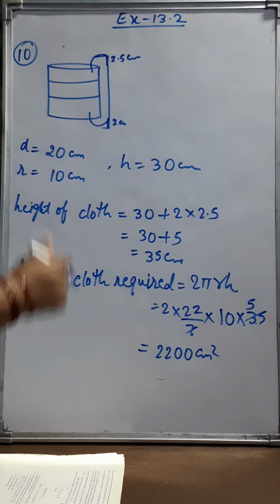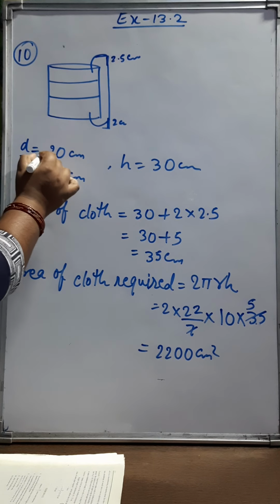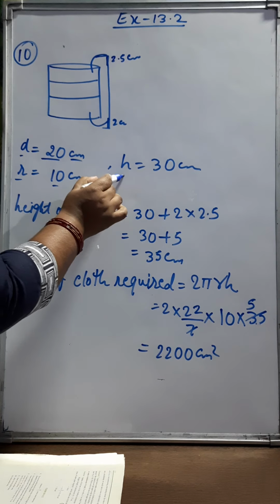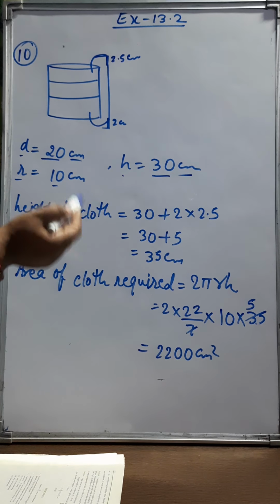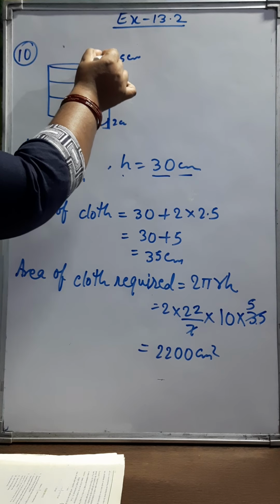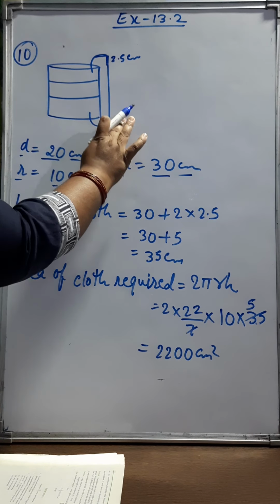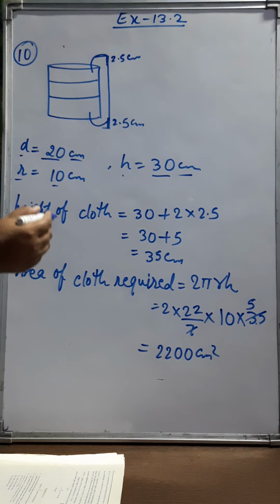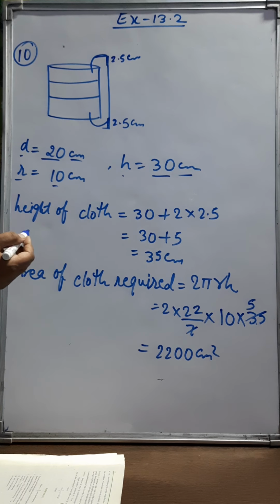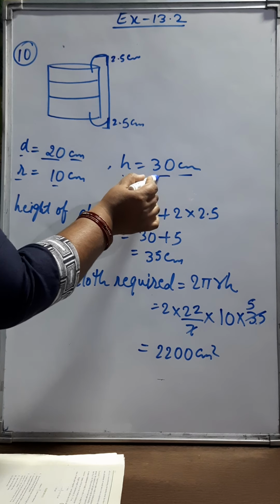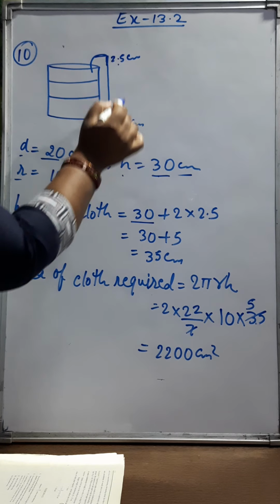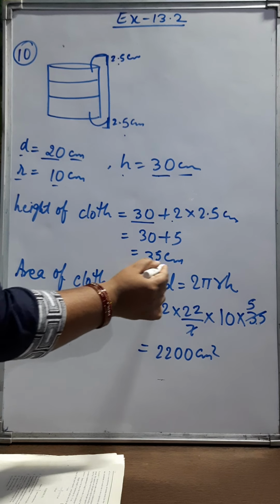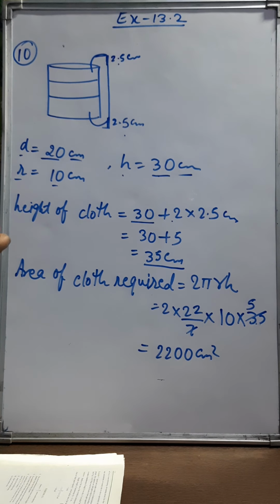So here this question says the diameter of the lampshade is 20 cm. We can calculate its radius as 10 cm and height of lampshade is 30 cm. So the cloth which we are going to use has 2.5 cm at the top and 2.5 cm at the bottom, so that it will cover the lampshade completely. So the height or length of the cloth which we have to take is 30 cm, which is the height of the lampshade, plus 2.5 this side, 2.5 this side, which is 2 into 2.5 cm. So we are getting 30 plus 5, so 35 centimeter length of the cloth is required.